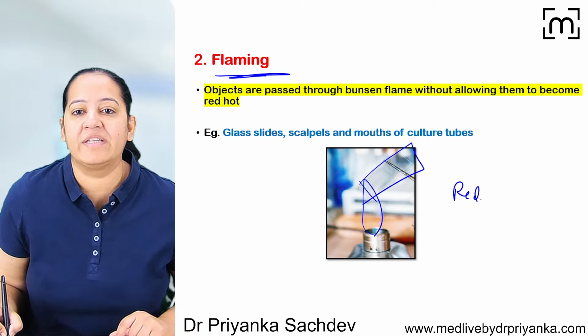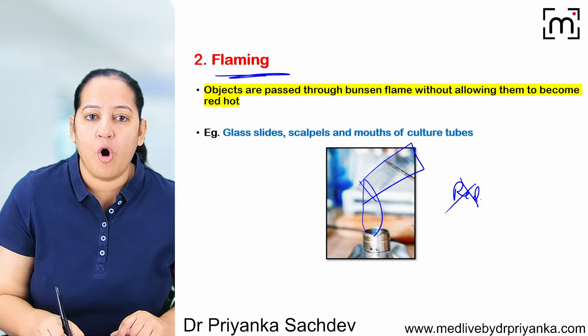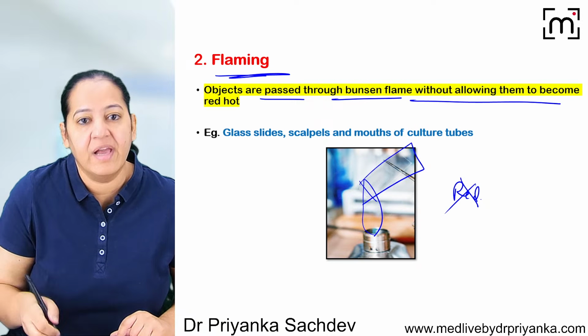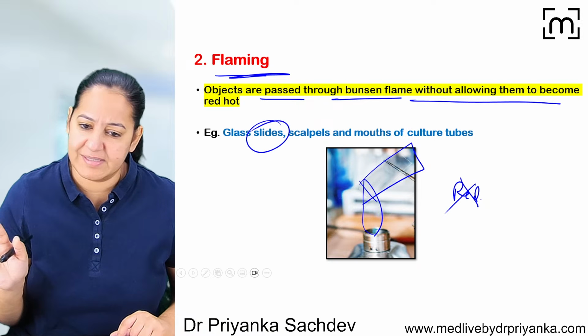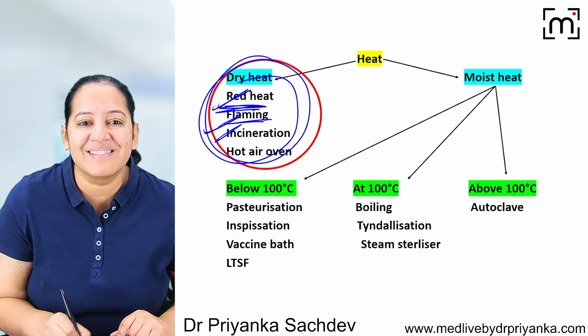Here we are not waiting till it looks red. We are just superficially heating it. The method is the same. Objects are passed through the Bunsen flame without allowing them to become red. It is used for slides, but not a good method. We don't recommend it. The third method we are coming to is incineration.